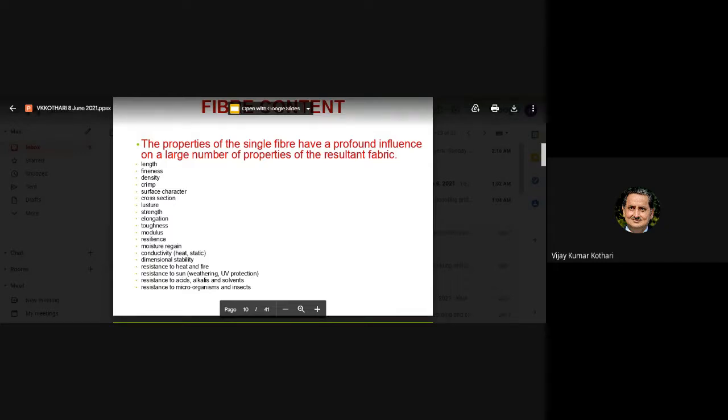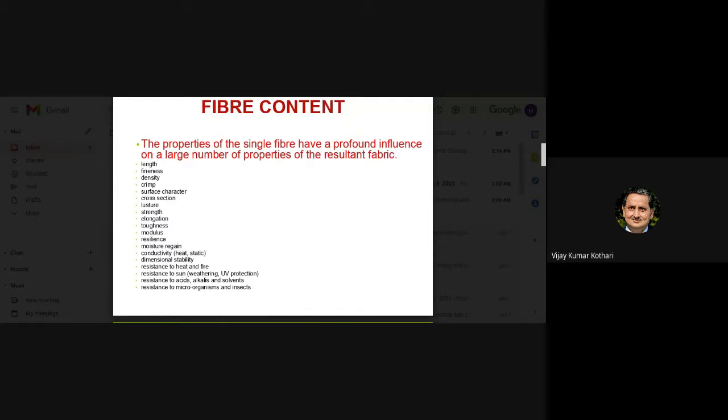So if you really start looking at the fiber properties, if we look at this list, none of these fibers really have all the desired properties. So in many applications, in order to reach the desired properties, we might really be blending fibers. So let's look at the importance of fiber blends and their characteristics. So the next slide, we really look at the fiber blends.